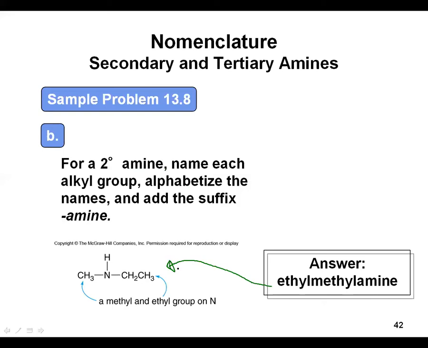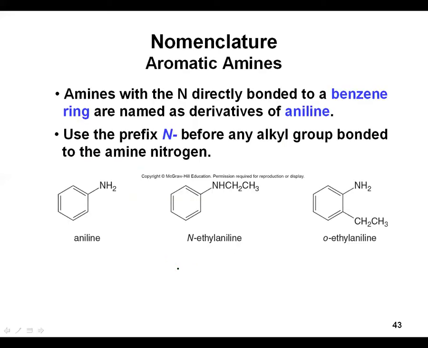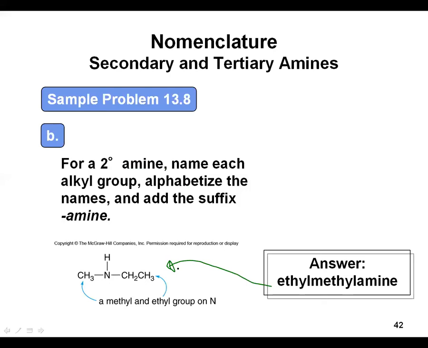Question on naming those. Now, there is another way that these guys are sometimes named, and you may sometimes come across it, especially for secondary and tertiary amines. Because we usually will give the location of groups based on where they are on the carbon, and we would number them, you know, it's on carbon number 1, it's on carbon number 2, whatever carbon may be.